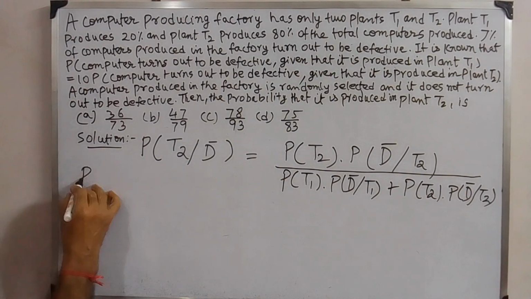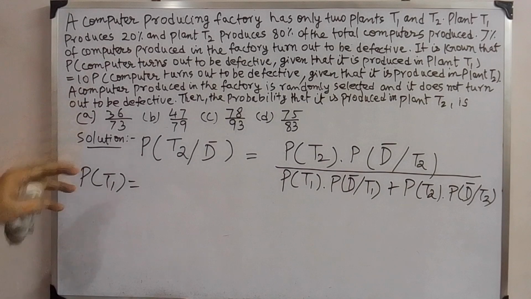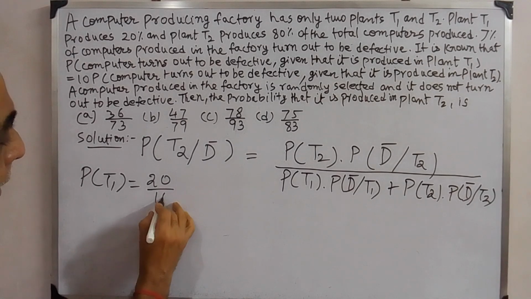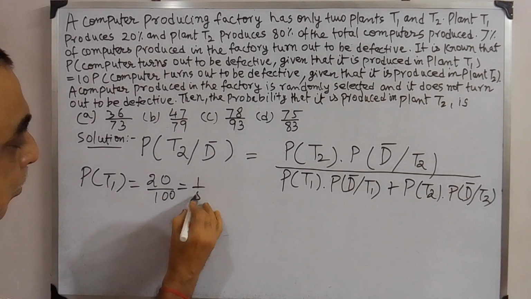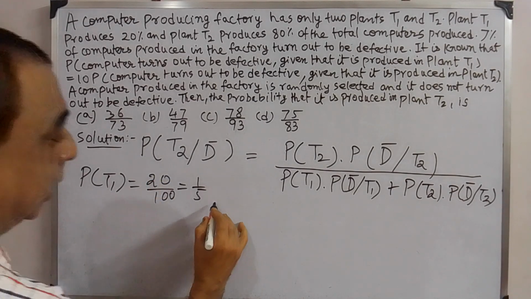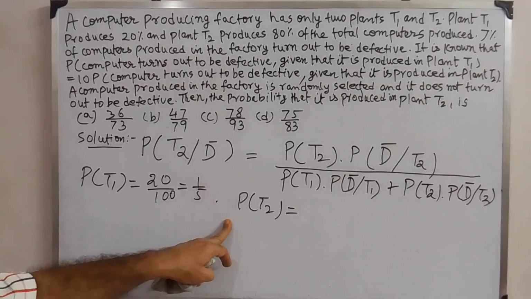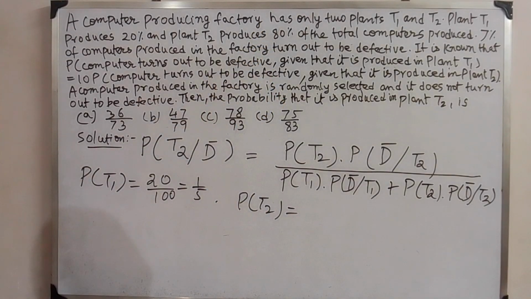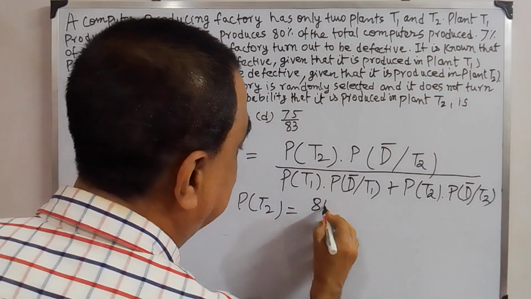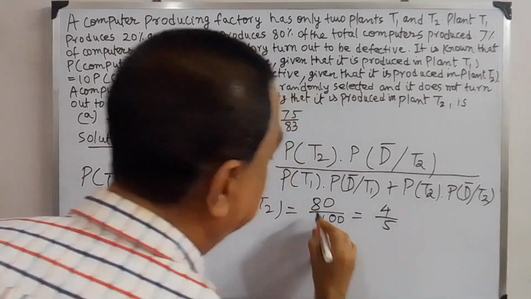So what is the probability of T1? What is the probability of the computer produced in T1? It is 20%. So this is 20 by 100, which is 1 by 5. And T2 represents what? What is the probability of the computer produced in T2? It is 80%, so that is 80 by 100, which is 4 by 5.